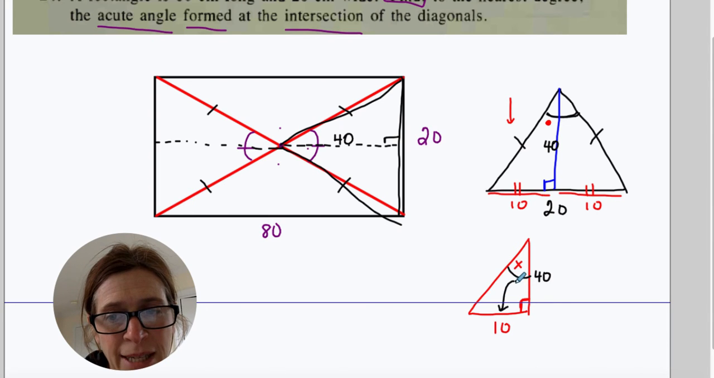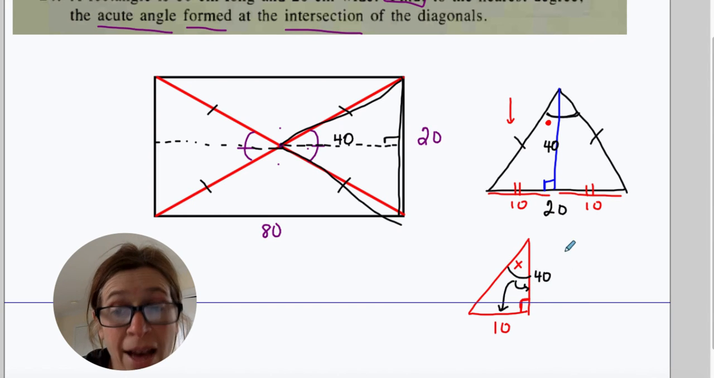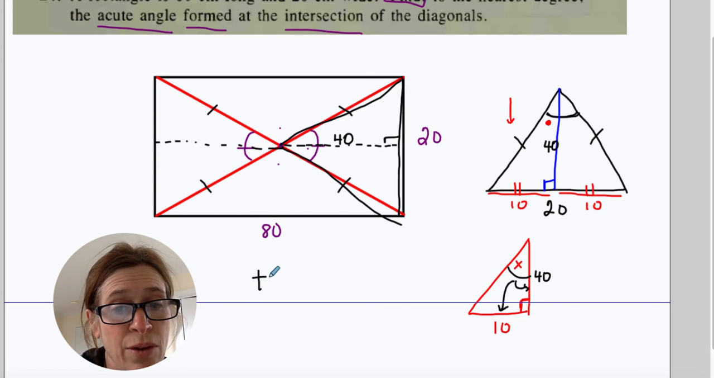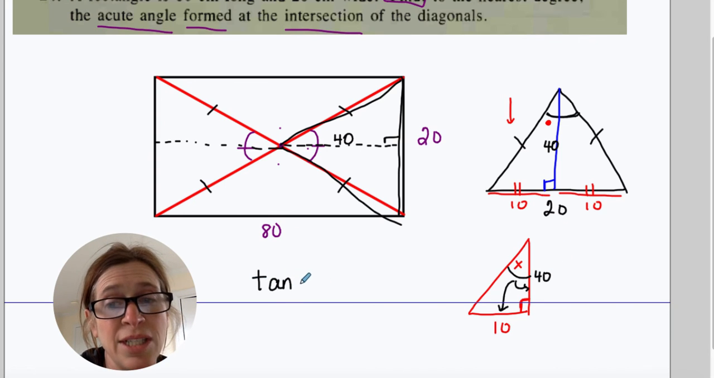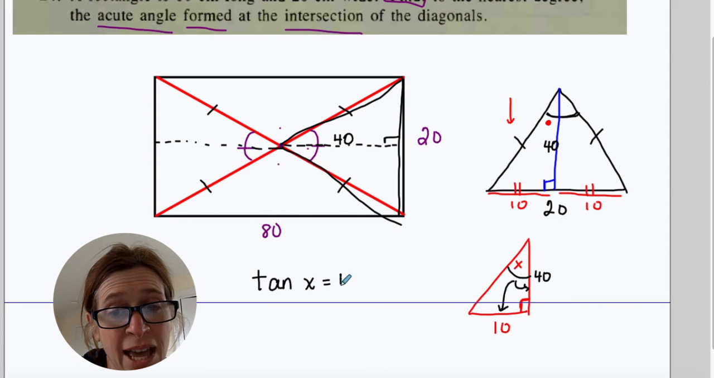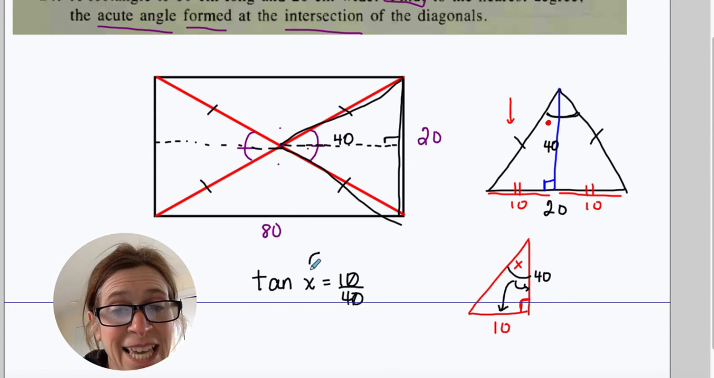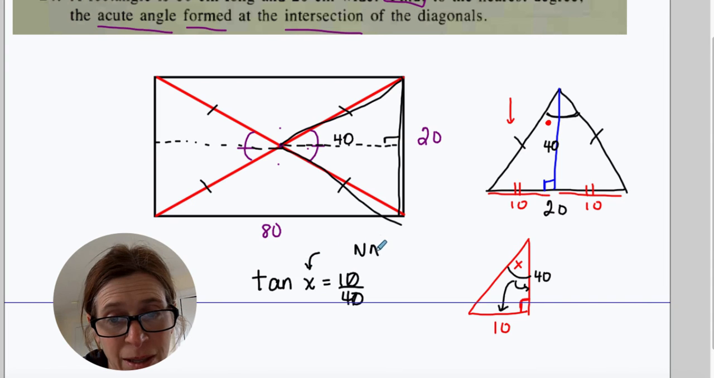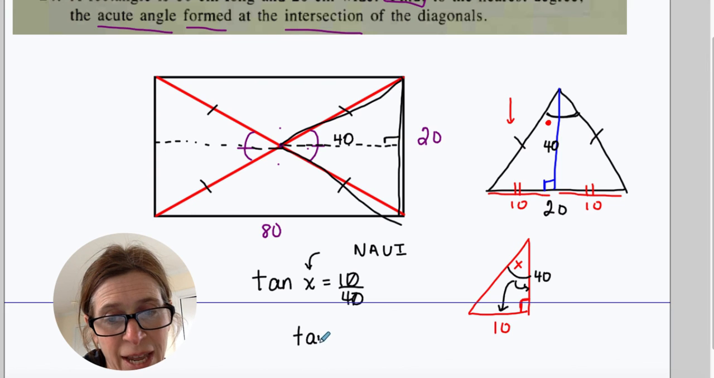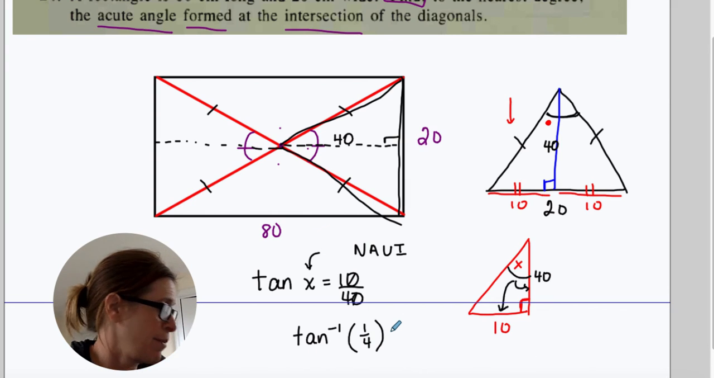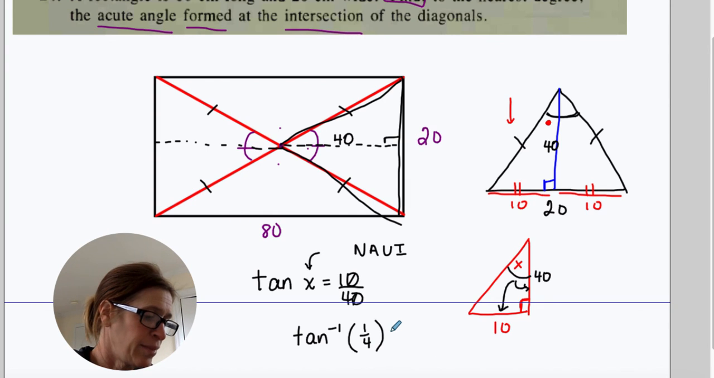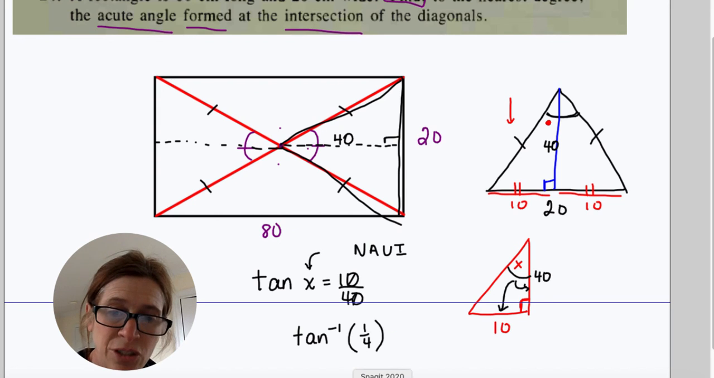My opposite and my adjacent are what I have, which is tangent. So using the structure of the equation, tan of x equals 10 over 40, so 1/4. I need the angle. I should use the inverse. So inverse tan, using my symbols, of 1/4. All right, and I grab my calculator. Inverse tan, 1/4, 14 degrees.